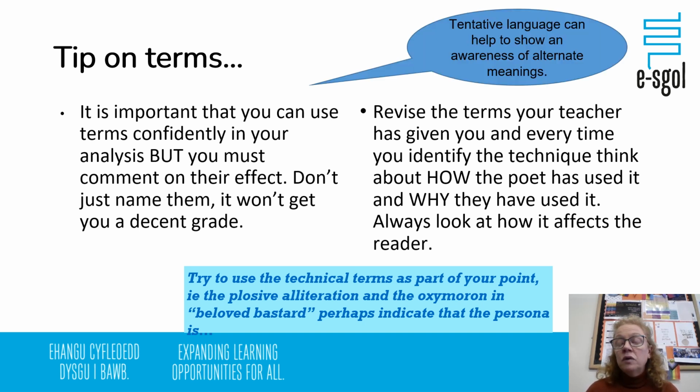If I'm really going for the top bands, tentative language can help to show an awareness of alternate meanings. So talking about this perhaps suggests, this could indicate, this may show that. So that sort of tentative language perhaps can be an indicator of alternative meaning. So it helps to show the examiner that you're not saying there's only one way to read the poem.